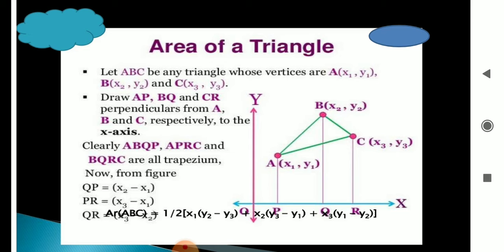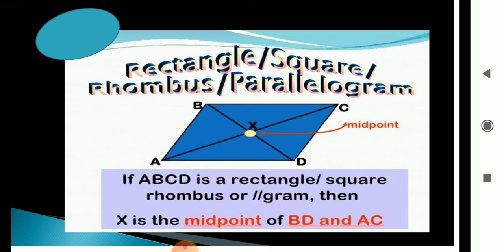Area of triangle, actually this year the area of triangle is removed from the exam point of view, but you should learn it. This is very easy. In the online classes also I told you how to derive this formula, but derivation is not important. The important thing is the formula only. You have to learn only the formula. So very easy formula: 1 upon 2 bracket x1 bracket y2 minus y3 bracket close plus x2 bracket y3 minus y1 bracket close plus x3 bracket y1 minus y2 bracket close.